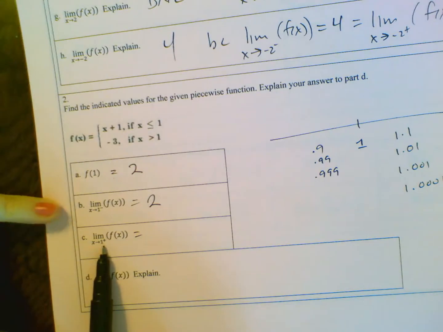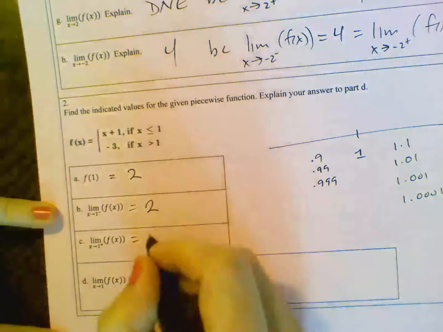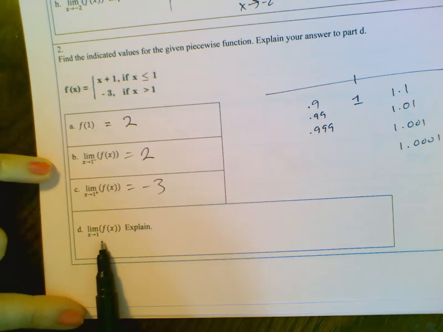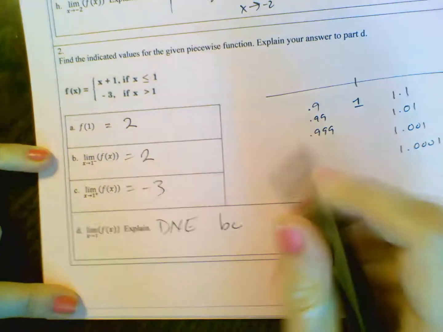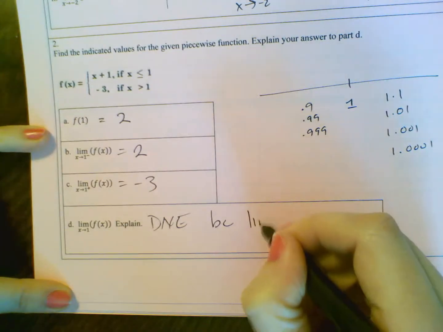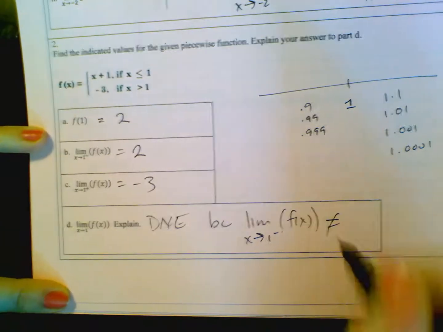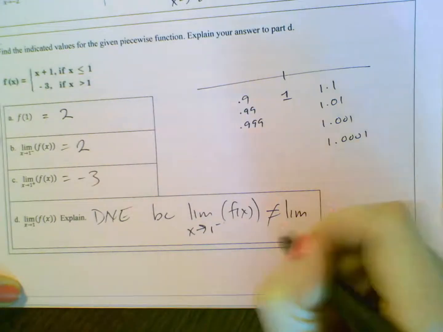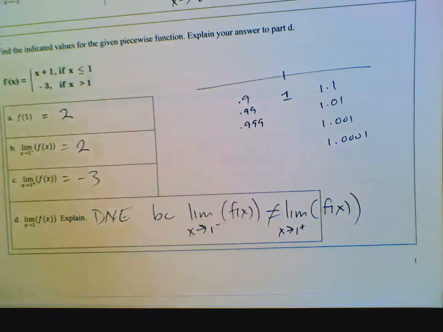All right, now 1 from the right. I'm plugging in numbers like this, so I'd be plugging into negative 3, which is a constant function, so it's just that. And then what about the overall limit? It does not exist. It's asking you to explain, because the limit as x approaches 1 from the left is not equal to the limit as x approaches 1 from the right. Okay.